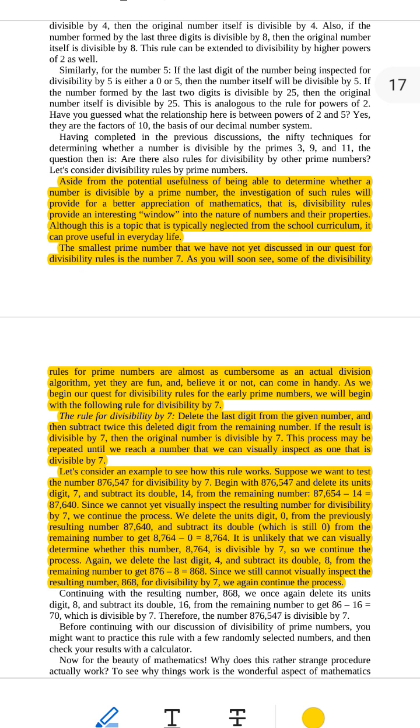Here's what to do. 1. Look at the number you have. 2. Take off the last digit, the number in the ones place. 3. Double, multiply by 2, that last digit you took off. 4.